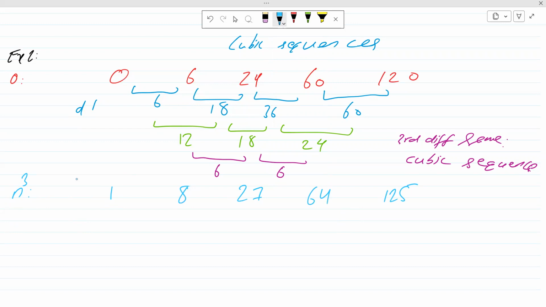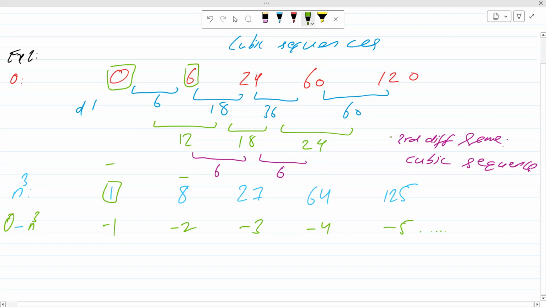Now try to subtract original minus the n cube sequence. Original minus n cube, that means 0 minus 1, which is minus 1, 6 minus 8, minus 2, minus 3, minus 4, minus 5, and so on. So now we can see that it is another sequence. The original minus n cube is giving us another sequence.